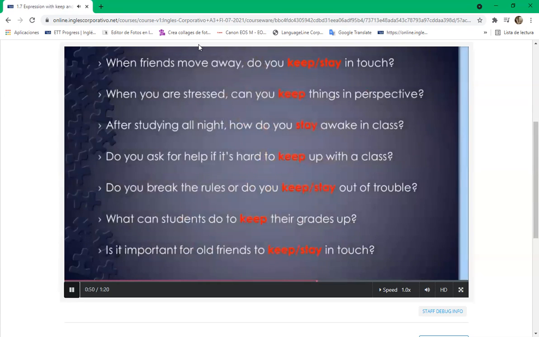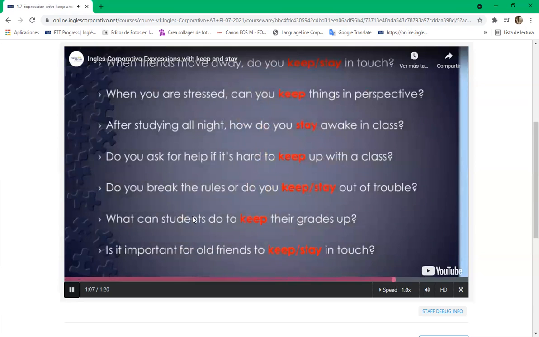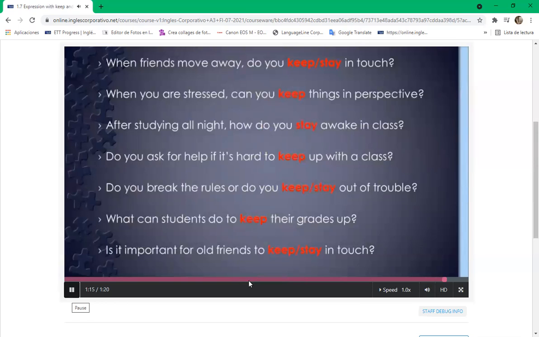When friends move away, do you keep or stay in touch? When you're stressed, can you keep things in perspective? After studying all night, how do you stay awake in class? Do you ask for help if it is hard to keep up with a class? Do you break the rules or do you keep or stay out of trouble? What can students do to keep their grades up? Is it important for all friends to keep or stay in touch?